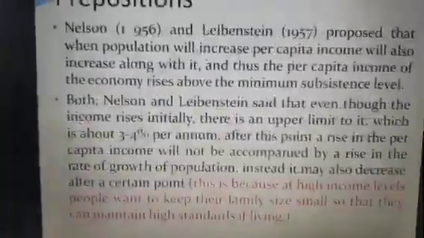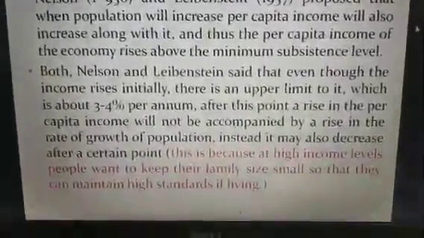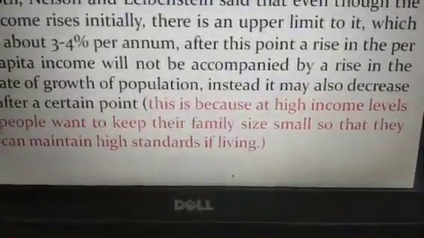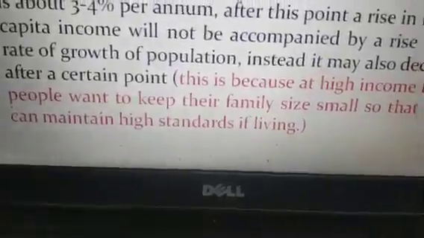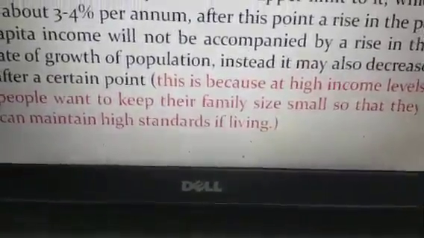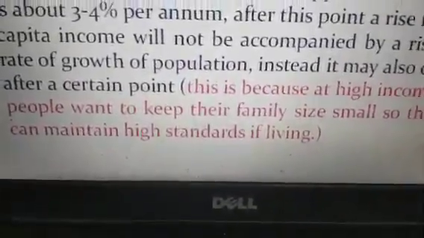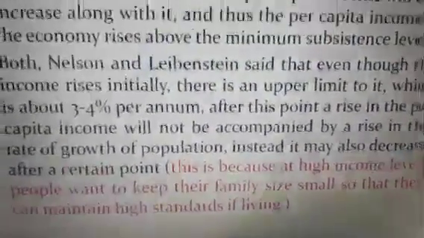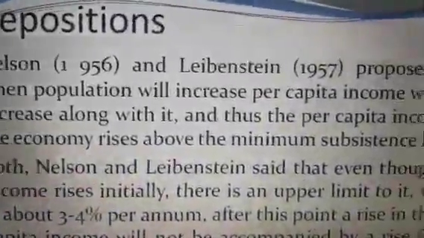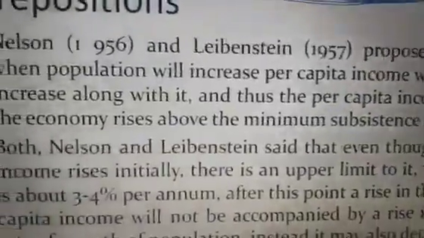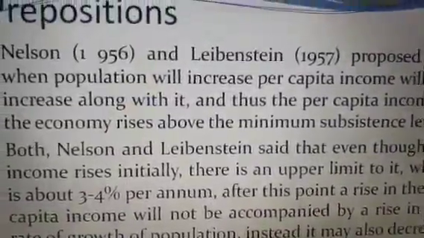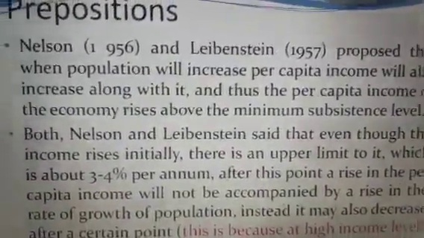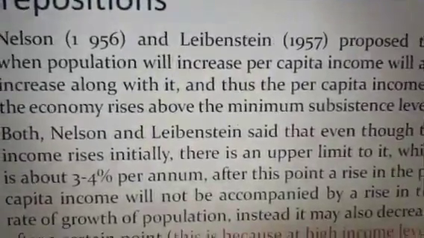Okay, so there are many propositions, but lastly I can say that all this is because at high income levels people want to keep their family size small so that they can maintain a high standard of living. So this is a very important part of Leibenstein, because both Nelson in 1956 and Leibenstein in 1956 proposed that when population increases, per capita income will also increase along with it, and thus the per capita income of the economy rises above the minimum subsistence level.